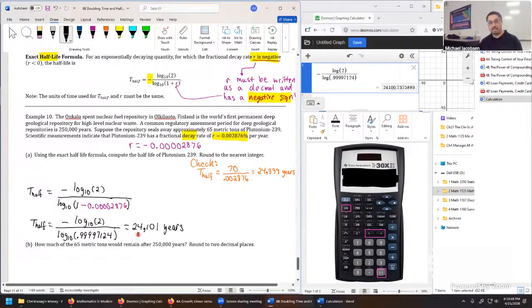So we're long gone, but still, they're trying their best to build a repository to contain the 65 metric tons. There's more of that on the planet. But any questions at all, folks, getting that number?